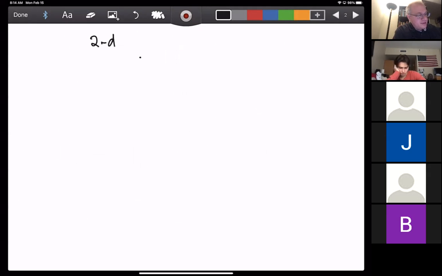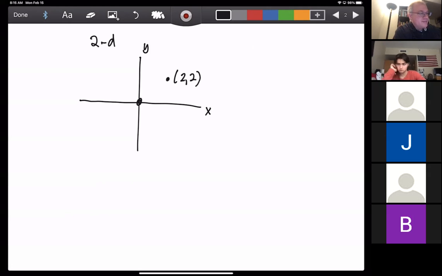Okay, and you all have seen 2D coordinate systems as well. Typically, we can think of things in terms of the Cartesian plane. So we have two axes at right angles to each other. Typically, we label the horizontal axis X, the vertical axis Y. And if we talk about a point in the plane, we can label that point by a pair of numbers.